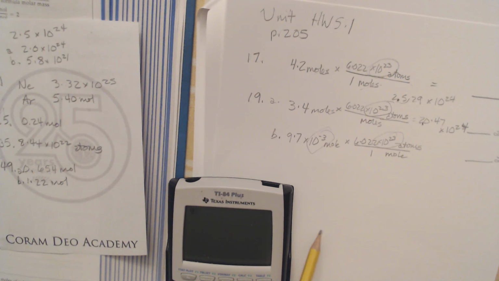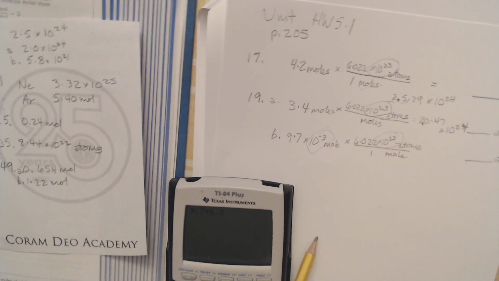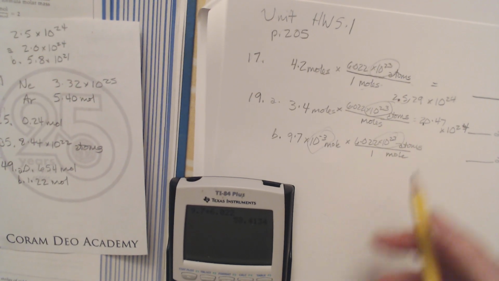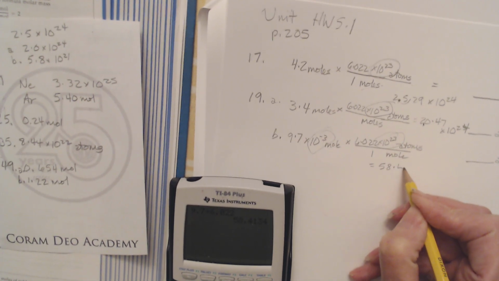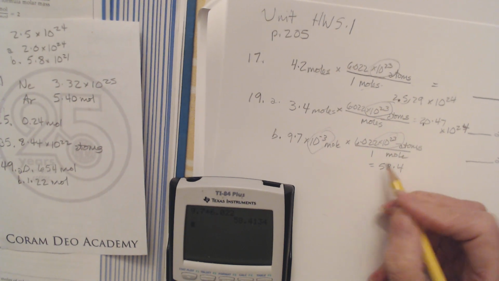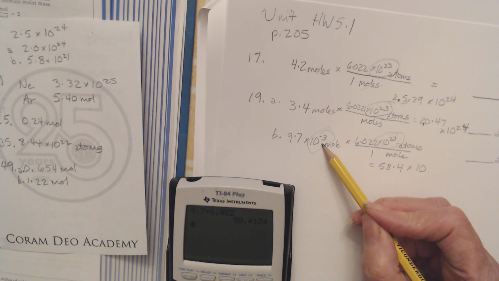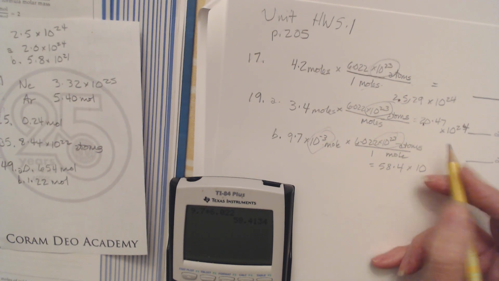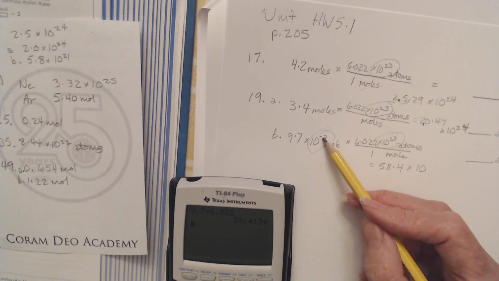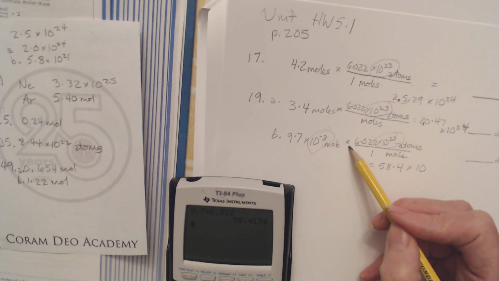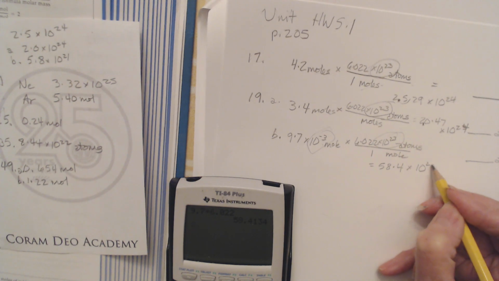Let's work with the coefficients first. So I'm going to say 9.7 times 6.022 equals 58. I'm going to go down here, 58.4. And it goes on, but I don't care. Now times 10, and I've got minus 3 times 23. And remember that because these are exponents, what I'm actually going to do is just an addition of the exponents, because this is multiplication. So it comes out to 23 minus 3, or 10 to the 20th.